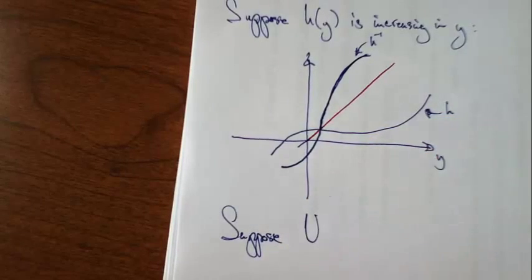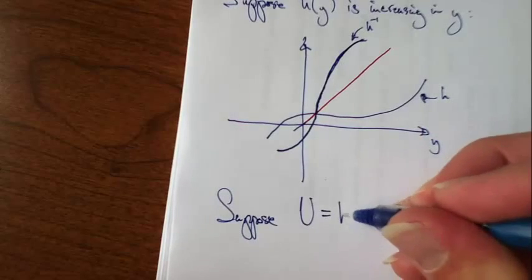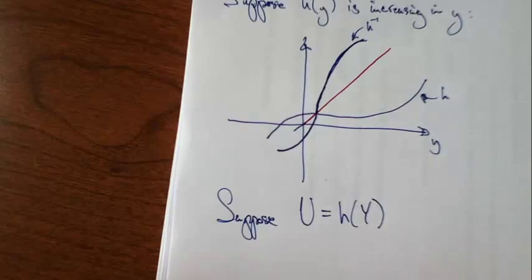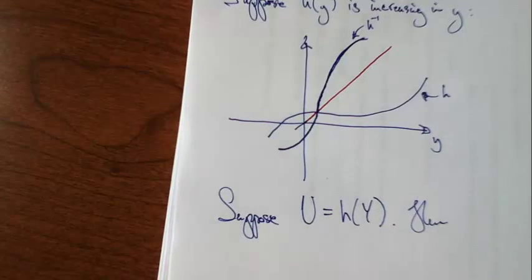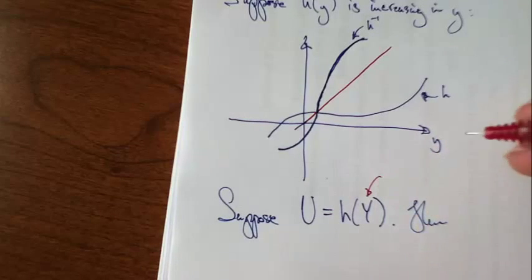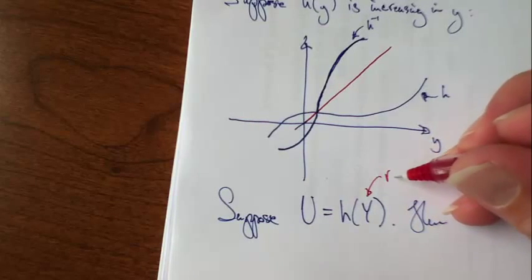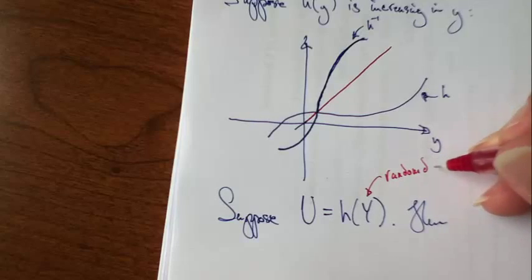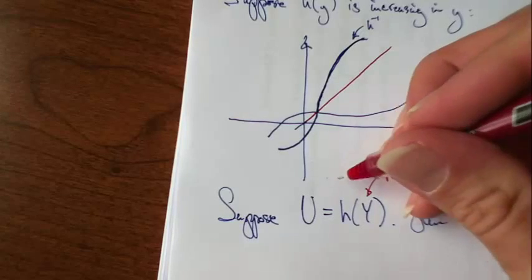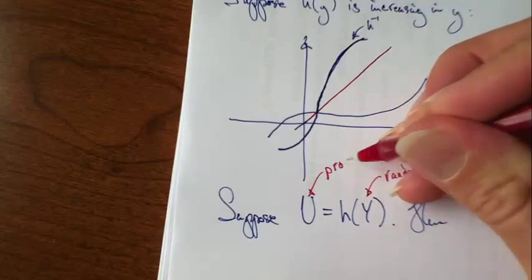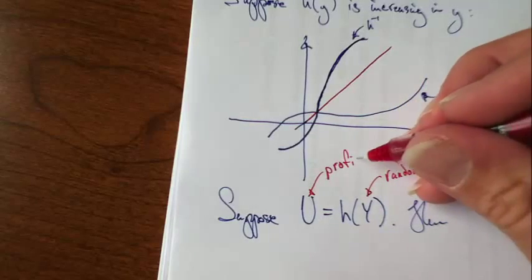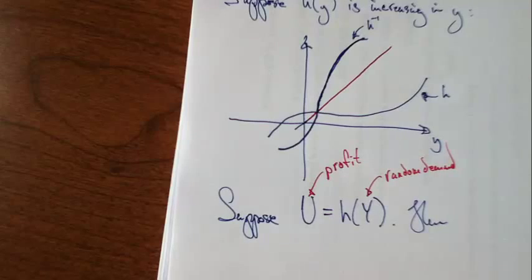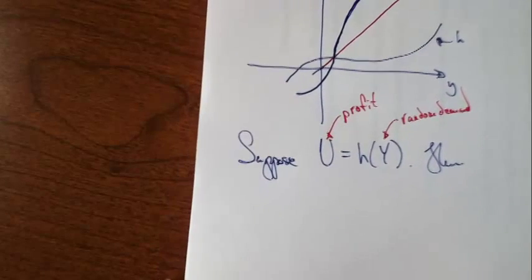Suppose you have one random variable u defined to be a function of this other one, where the function that does the mapping is this h function. As an example, see how this might be of use. You might think of y as some random demand for a product, and u is some profit. It may be a linear or some kind of increasing function, maybe not necessarily linear.